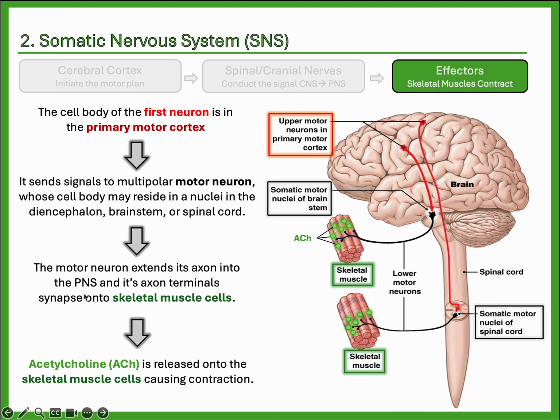And so, as I said, the motor neuron extends its axon into the PNS, and its axon terminals synapse onto the skeletal muscle. You see that the terminals are on a skeletal muscle. Maybe this is your biceps, maybe this is your mastication muscles to chew. And these terminals release the neurotransmitter called acetylcholine. Acetylcholine, we saw this last year. It's what gets released onto the muscle to contract the muscle.